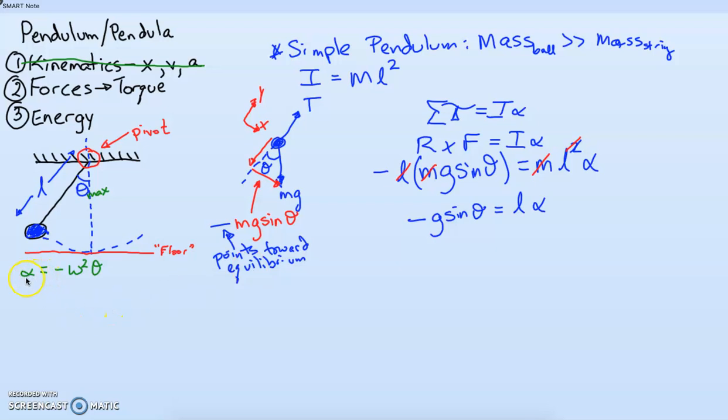Now let's take a look back over here at our kinematic equation that I wrote down to remember: alpha equals minus omega squared theta. Well, I have an alpha here, and I have a minus sign, and I have a couple of constants, because remember, omega is a constant. It's 2 pi over the period, and the period is just how long does it take to go over and back again. So g and L, those are two constants, but we have a problem here with this sine theta thing. So we need to get rid of that somehow. Well, we're going to use some calculus to get rid of that.